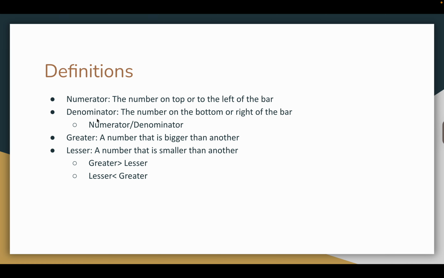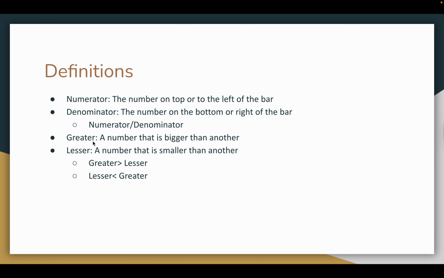So we have the numerator, which is the number on top or to the left of the bar, depending on how our fraction is written. Our denominator, the number on the bottom or the right of the bar, and here's just an example of how we'd write that out, the numerator over the denominator.